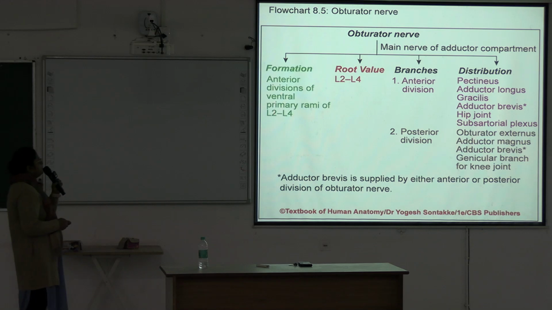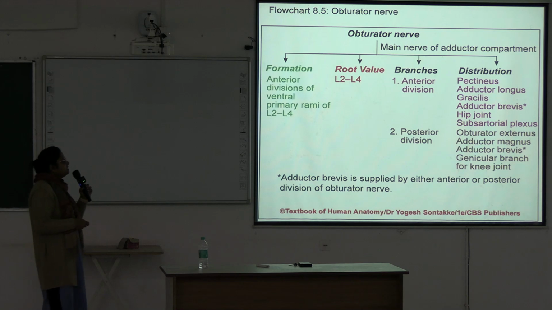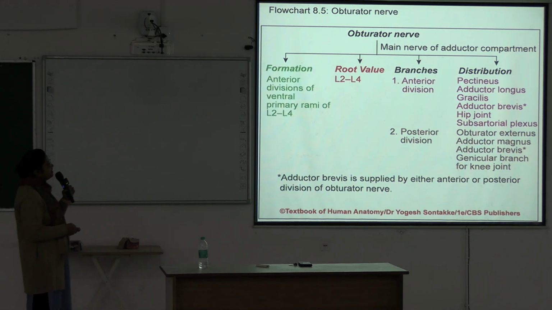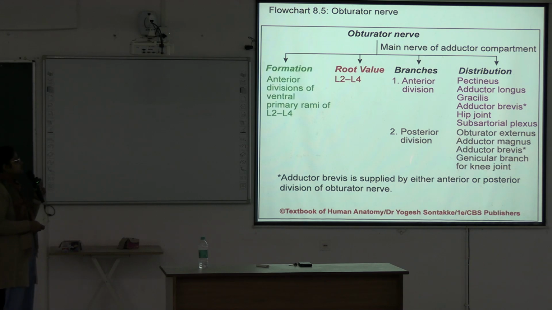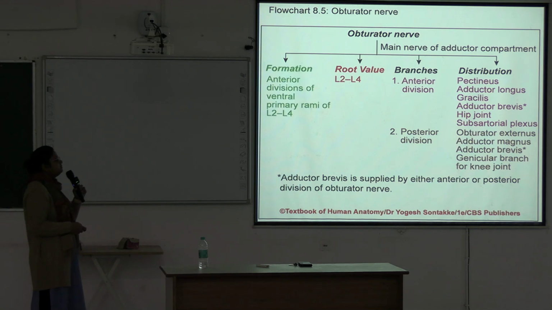So, formation: anterior divisions of ventral primary rami of L2, L3, L4. This is the main nerve of the adductor compartment. Root value L2, L3, L4; branches are the anterior and posterior divisions. This is the distribution: the anterior division supplies pectineus, adductor longus, gracilis, and brevis if not supplied by the posterior, plus the hip joint and subsartorial plexus. The posterior division supplies the obturator externus, magnus, brevis, and gives the genicular branch of the knee.